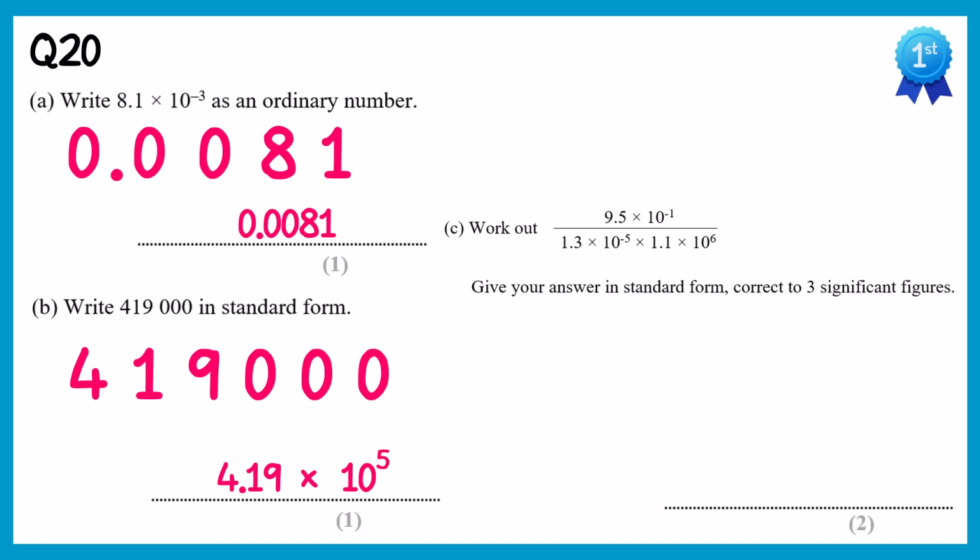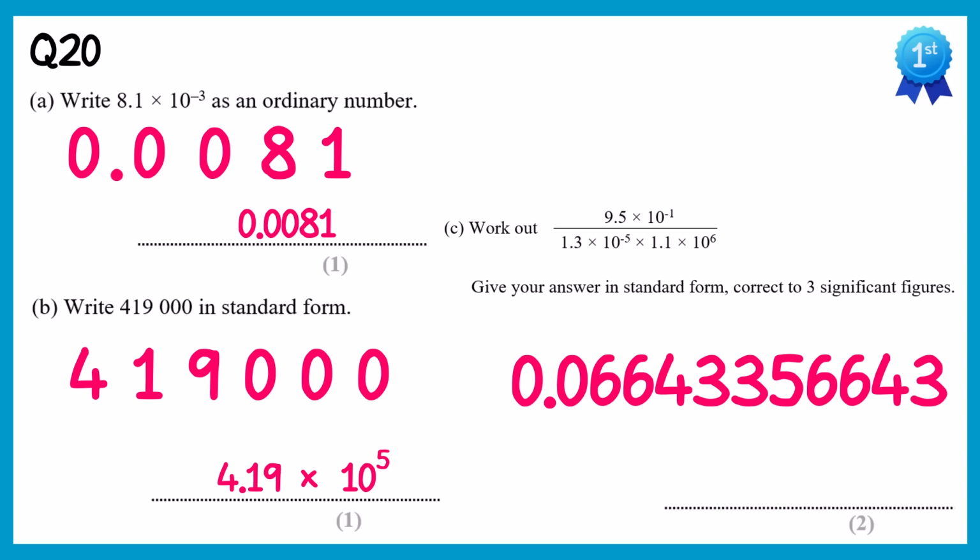For part C of this question, we need to do a calculation in standard form. But since this is paper 2, you can just type that exactly as it is into your calculator. If you do that and then press equals, you'll end up with this number here. This question says to give your answer to 3 significant figures though, so we can lose most of these digits. We just want the 6, 6, and the 4.